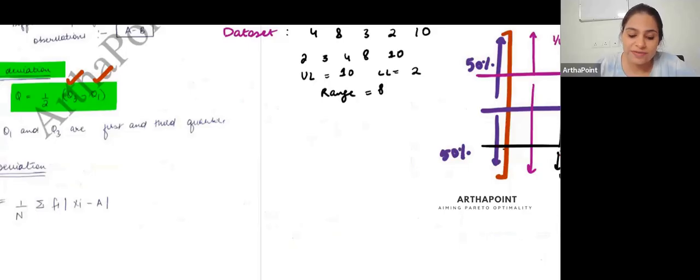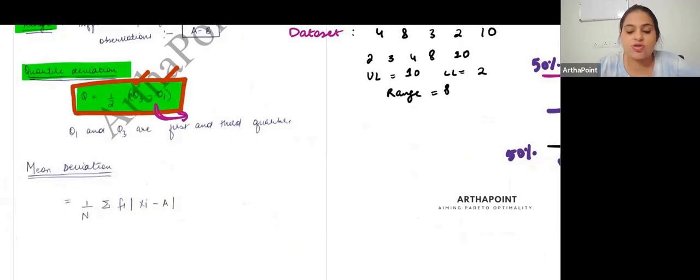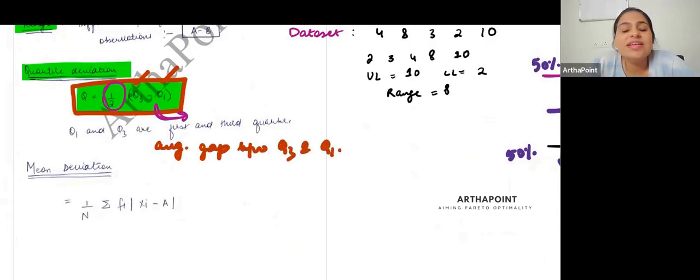And now we define quartile deviation as the gap between Q3 and Q1 divided by 2. So quartile deviation is like the average gap between Q3 and Q1. It's like saying, I found out what's the gap between Q3 and Q1, and I am trying to average that out. That will be quartile deviation.